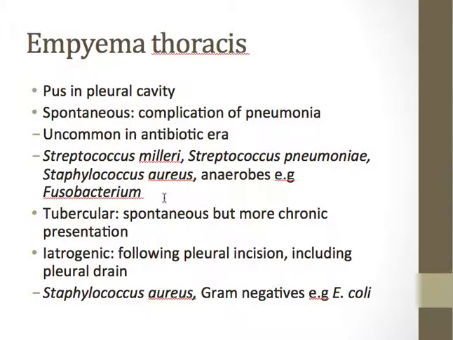You can get tubercular empyema, or it can be iatrogenic, following a pleural incision, including putting in a pleural drain. Clearly, if you make a hole in the skin, the organisms most likely to go into the pleural cavity are those found on the skin, and therefore we have top of the list Staph aureus, but also the gram-negatives, including E. coli.